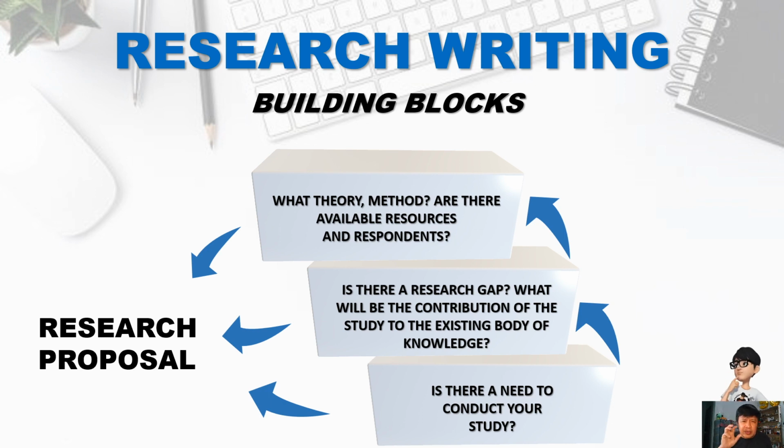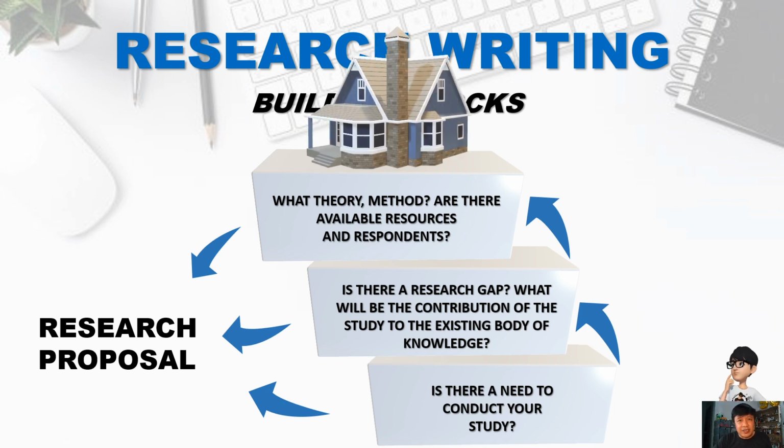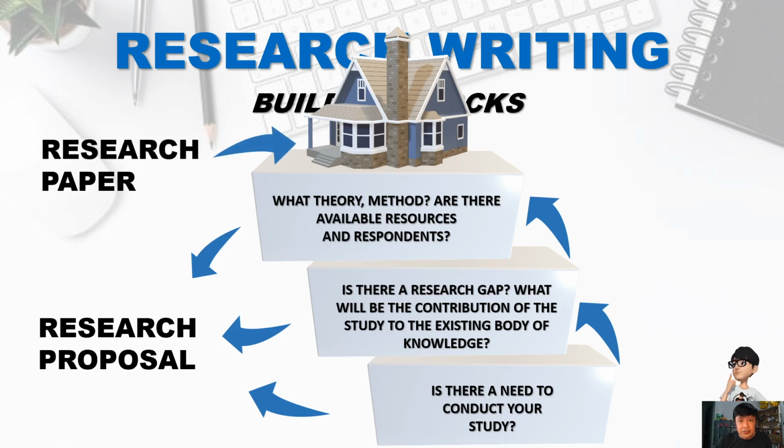Now, if you have already made up your mind and justified that there is really a need, there is a research gap, and there are available resources for you to be able to complete your study, then you move on to the next part of your research phase or your research process. What does this house represent? This would represent your research paper, the complete research paper with the remaining 2 parts, which is chapter 4 and chapter 5.